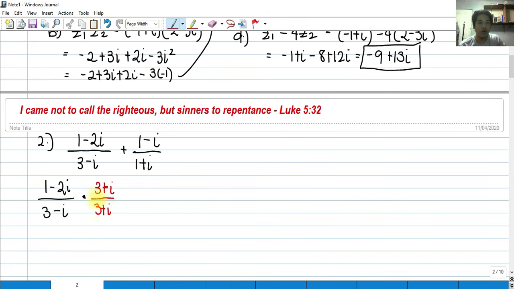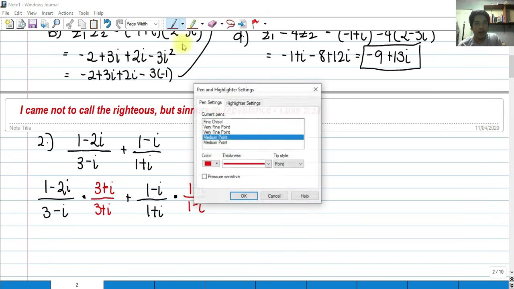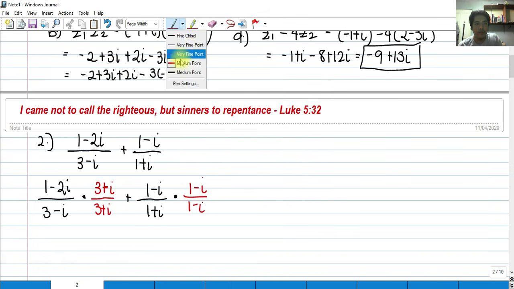But in this way, we are going to eliminate the i in the denominator because i squared is equal to negative 1. Of course, if I do that on the first term, I can also do that on the second term, which is 1 plus i. Then I multiply this by the conjugate of the denominator, that's 1 minus i over 1 minus i. So again, we are going to perform our skills here in multiplying complex numbers.